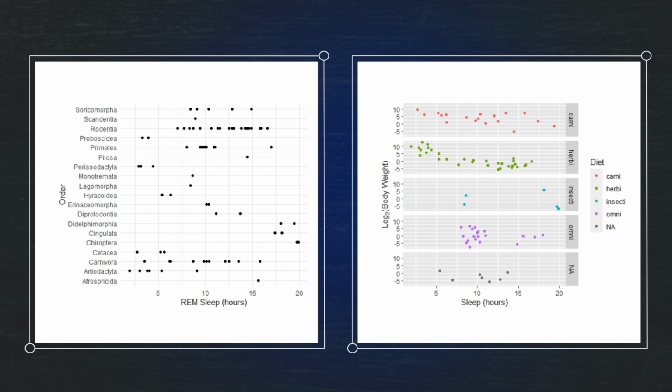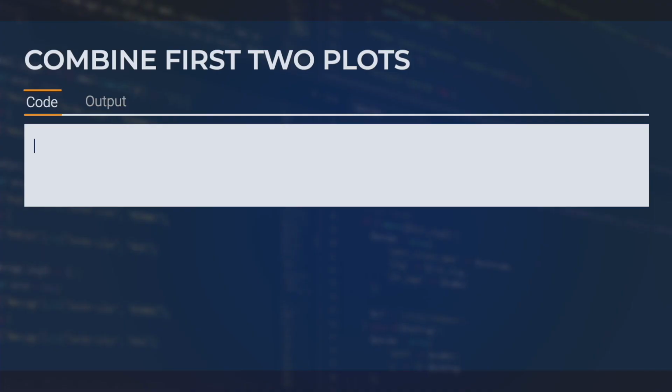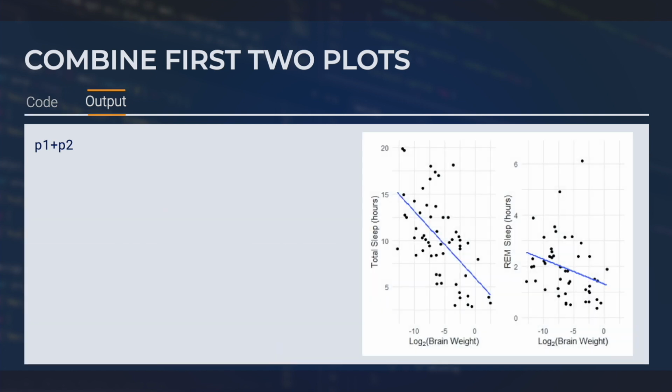I'm going to use Patchwork to display all of these plots on the same panel. To begin, I'm going to assign each plot to an object, in this case, p1 through p4. Next, let's combine the first 2 plots. Let's start with p1 plus p2. Our output looks like a typical ggplot2 output, but now with 2 plots side by side.